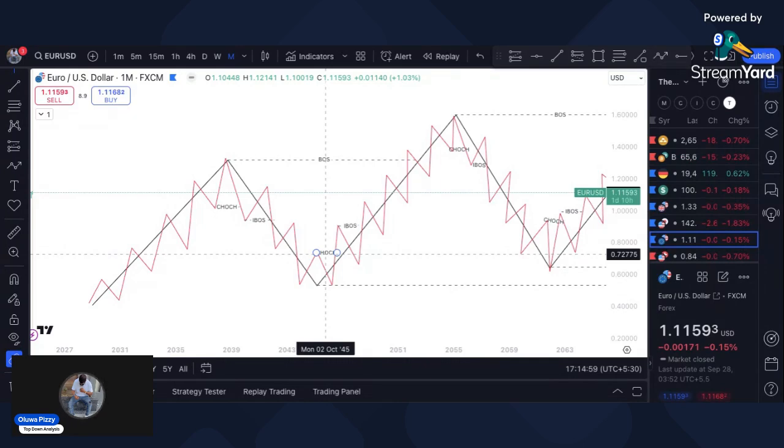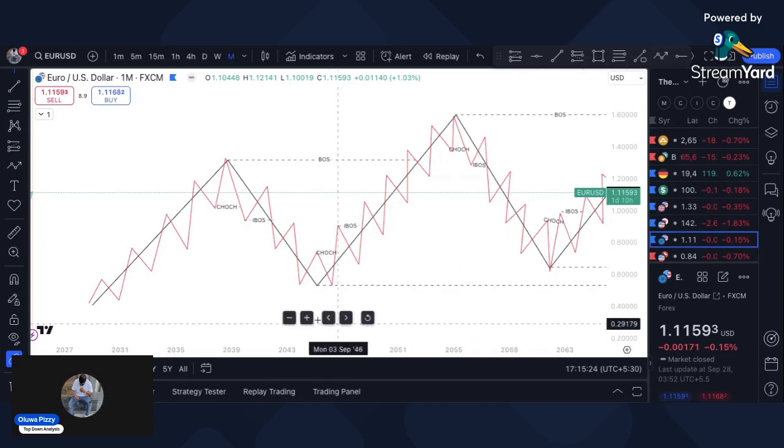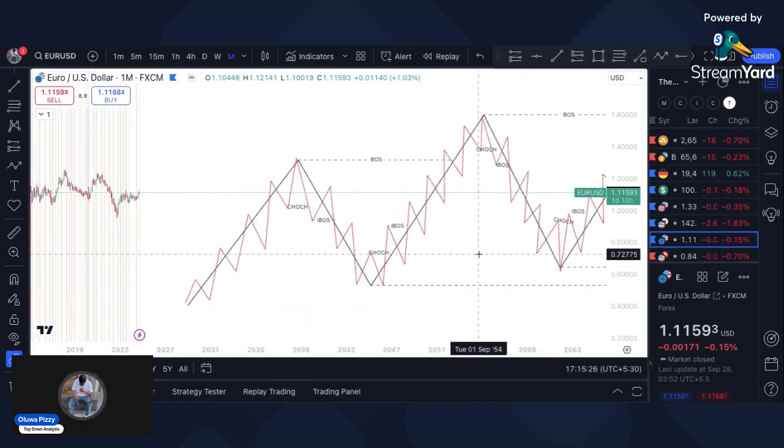Let me just show you. I normally use my Fibonacci as well. I'm a trend trader, a structural trader, and what I look out for is a change of character, an order block, a fair value gap, and my Fibonacci retracement. Let's say I'm trading on a higher time frame.